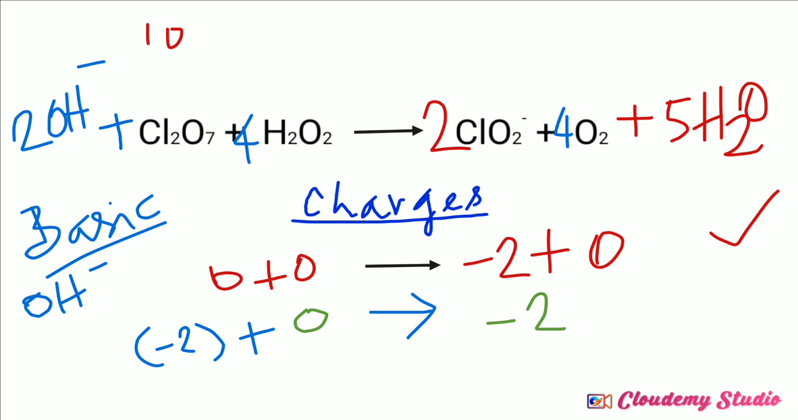So the balanced equation is 2 moles of hydroxide ions and 1 mole of dichlorine heptoxide, 4 moles of hydrogen peroxide gives 2 moles of chlorite ion, 4 moles of oxygen and 5 moles of water.